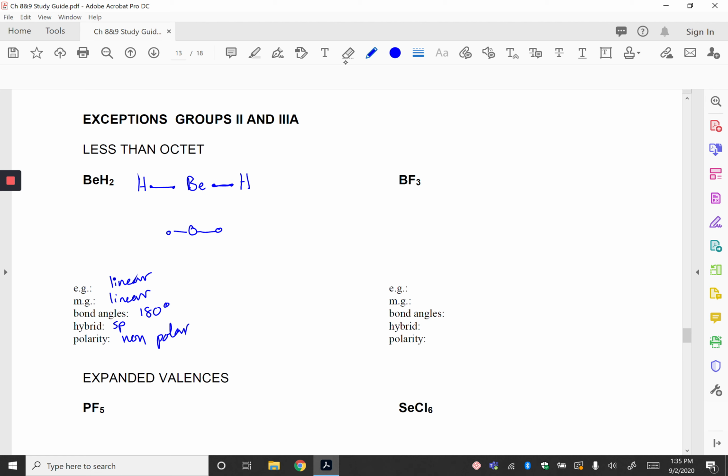Okay, BF3. Boron has 3 valence electrons. Each fluorine has 7. And so you bond everything once, and that's all you can do. You can make it look a little bit nicer if you want. You know, it would look like this.